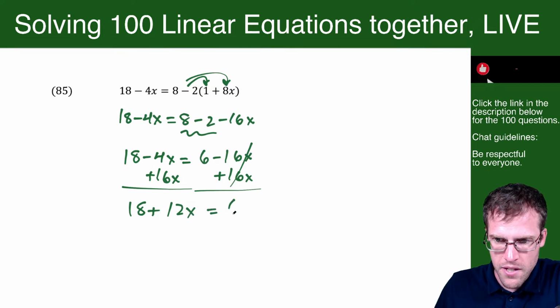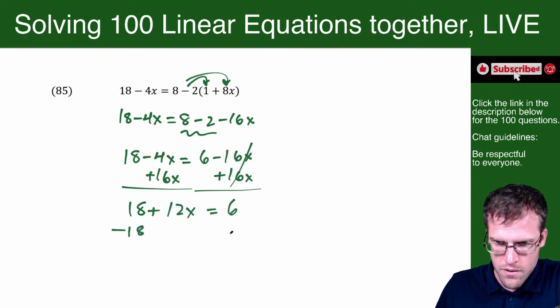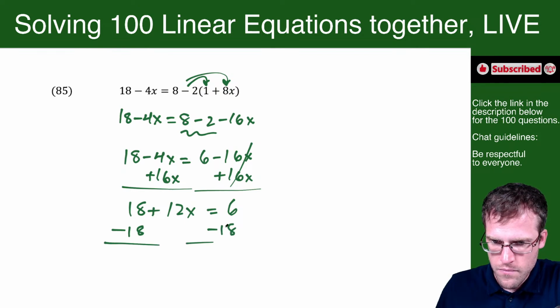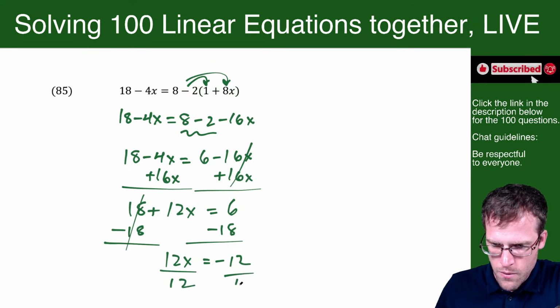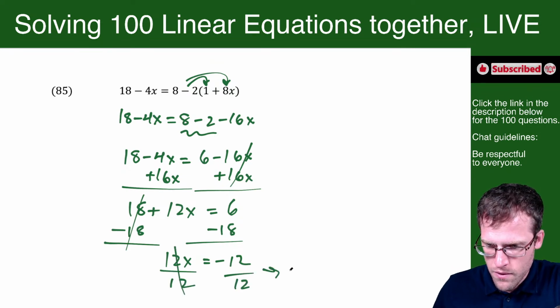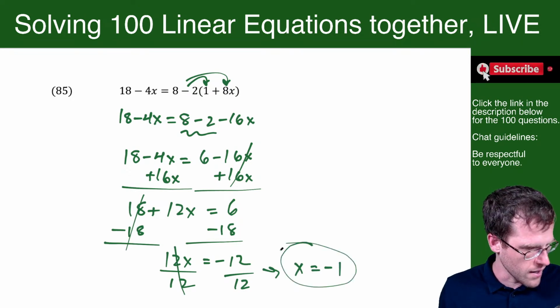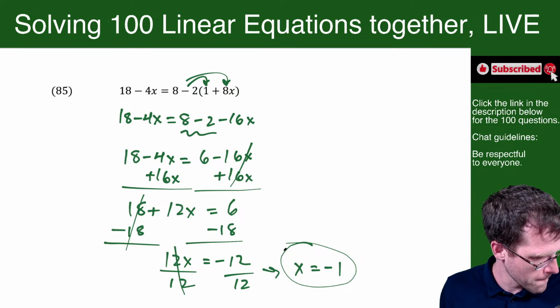Okay, so when we have negative 4x plus 16x, that's going to make 12x. And now we're left with 6 on this side. So now minus 18. And you've got 12x on the left equals negative 12 on the right. We divide both sides by 12, and x equals negative 1. So 85, x equals negative 1. Cool.